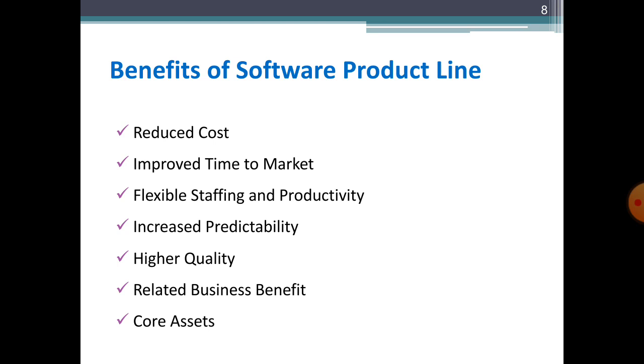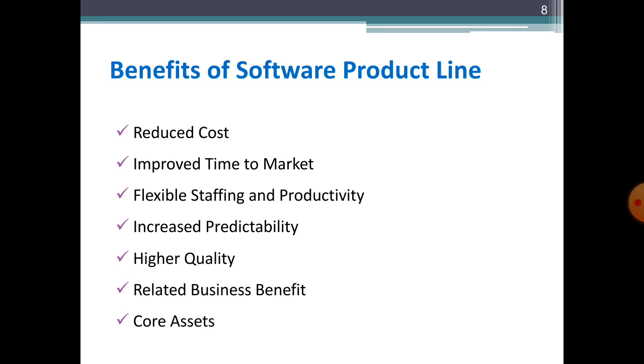The core asset is also one of the major benefits of product line development. So what is the core asset? It has been discussed many times. Core assets are the basis for the creation of products in the software product line. They include the architecture that the product line shares, as well as components that are developed for systematic reuse across the product line or across multiple product lines. So students, core assets are the key components of a software product line.